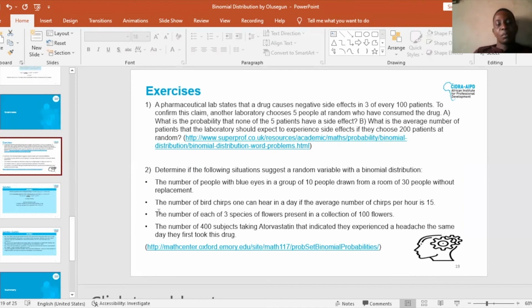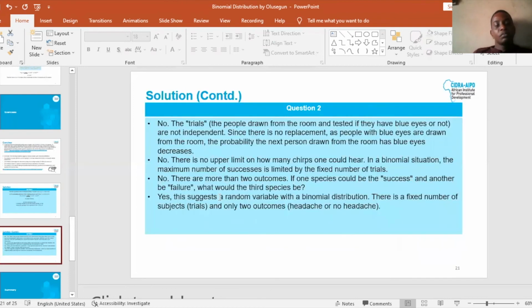The third situation: the number of each of 3 species of flowers present in a collection of 100 flowers. No, that cannot be described as a binomial distribution because there are more than 2 outcomes. If one species could be the success and another could be the failure, what would the third species be? Remember, we said there can be only 2 outcomes. Only 2, not more than 2, not less than 2. So this cannot be described as a binomial distribution either.